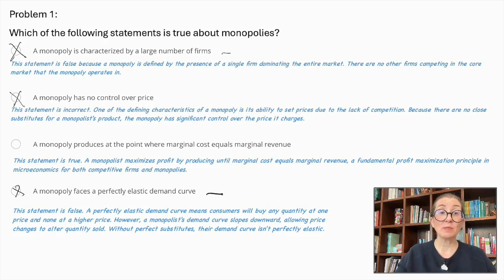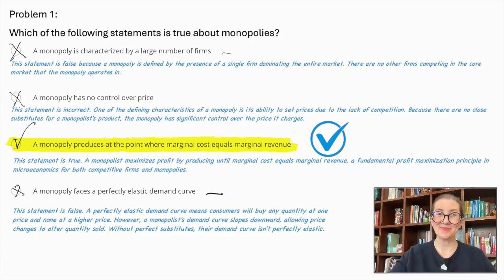Now we have a monopoly produces at the point where marginal cost equals marginal revenue. This statement is true. To maximize profit, a monopolist will produce up to the point where the marginal cost of producing an additional unit equals the marginal revenue obtained from selling that additional unit. This principle is fundamental in microeconomic theory for profit maximization, applicable to both competitive firms and monopolies. And that is the correct answer.